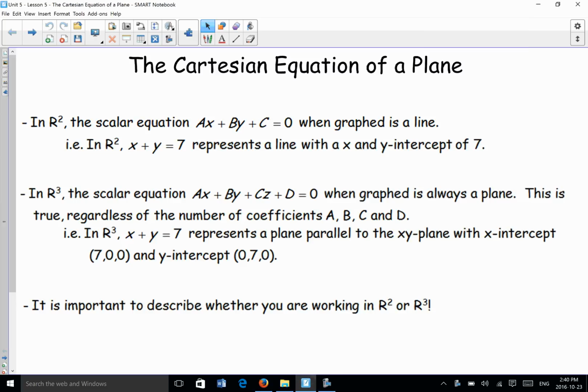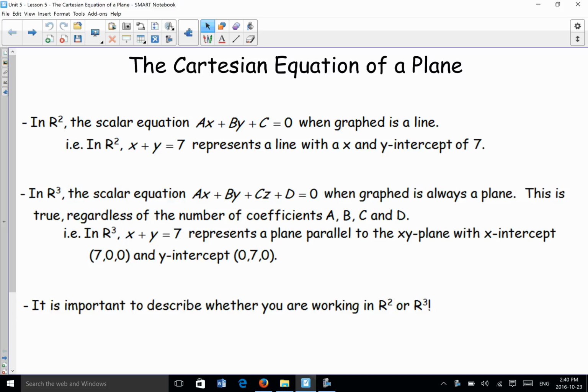In this lesson, we're going to combine two of the last couple of lessons. We're going to look at planes and their equations, and we're going to talk about the Cartesian idea again. Before we get started on that, though, one of the big challenges here is to know what system you're working in. Are you working in R2 or R3?